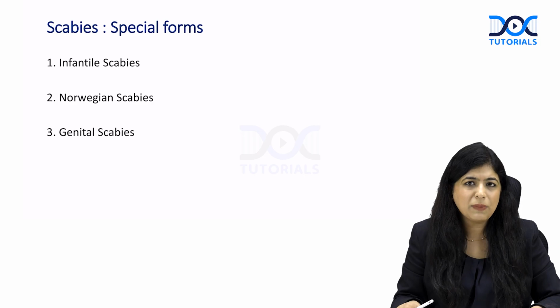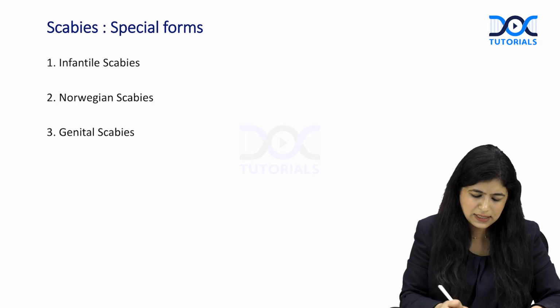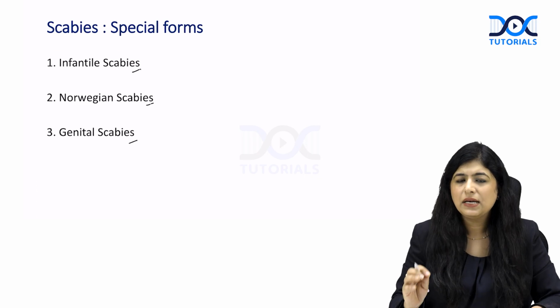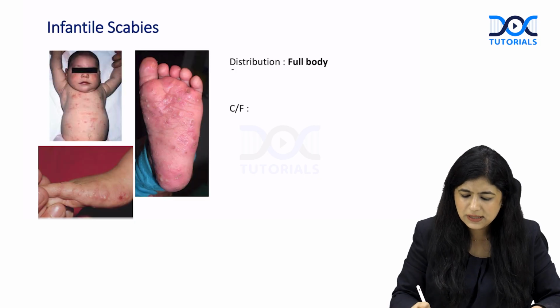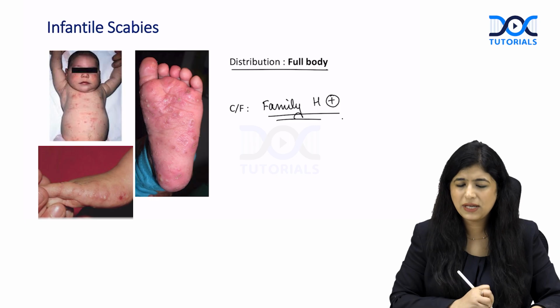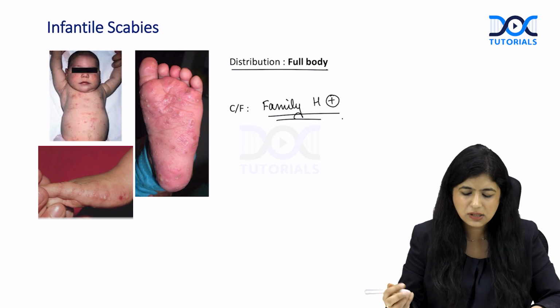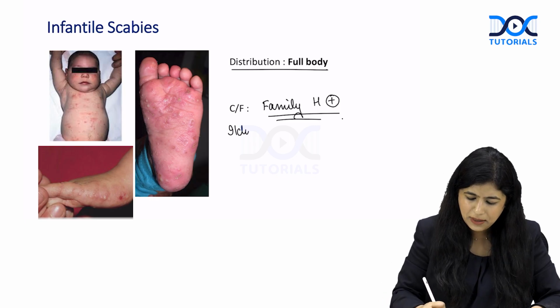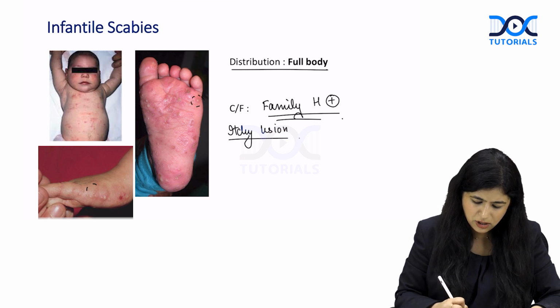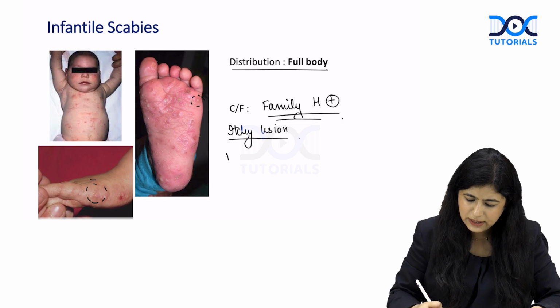Now, there are certain other special forms of scabies that we need to know. These are the infantile, Norwegian, and genital scabies. In infantile scabies, the lesions are present all over the body. In this case, the question might always mention that family history is present. Then there are itchy lesions all over the body. But the classic lesion that takes you towards scabies is the vesiculopustular lesions on the palms and soles.